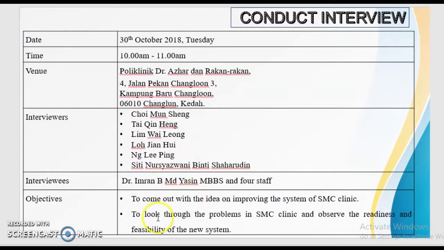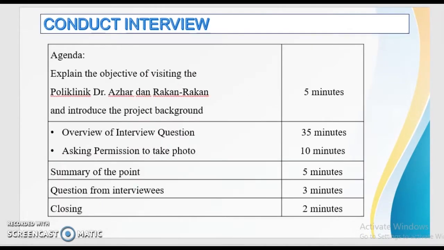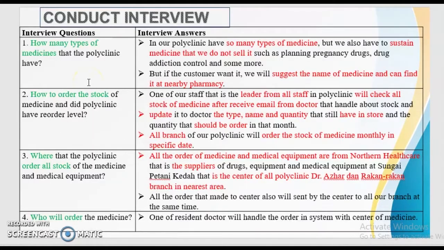The objective is to come up with ideas on improving the system of SMC clinic, to look through the problems in SMC clinic, and observe the readiness and feasibility of the new system. Agenda: explain the objective of visiting the polyclinic and introduce the project background. We take 5 minutes. Then the interview questions and answers.